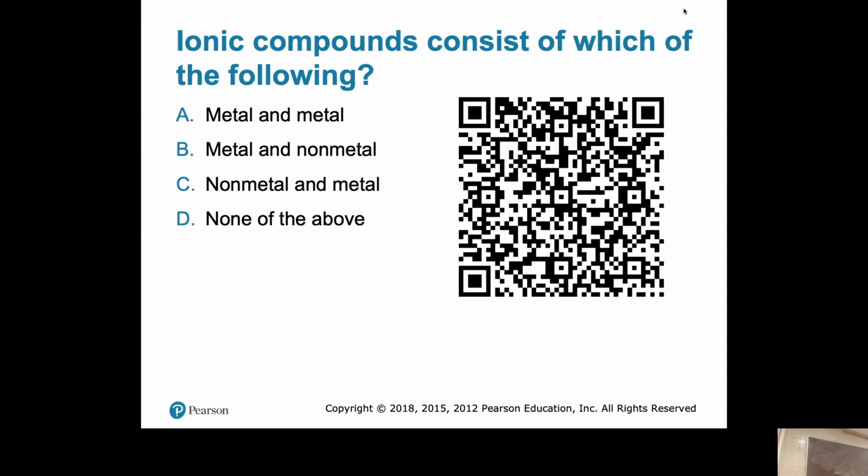Oh, in order. So it should be like an order, right? Is it a metal and then a nonmetal, or is it a nonmetal first and then a metal? Does that make sense? When you're reading the formula, is it a metal and a nonmetal, or a nonmetal and a metal? Yes, ma'am.